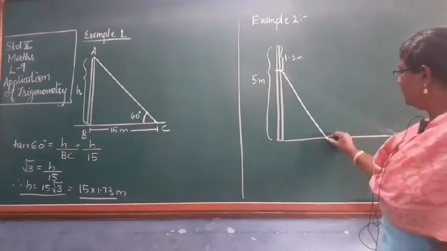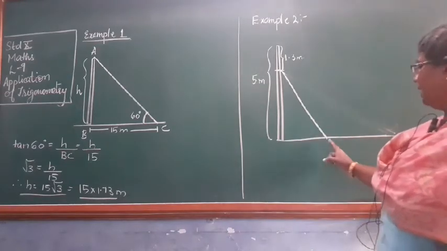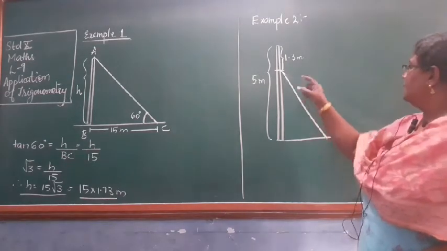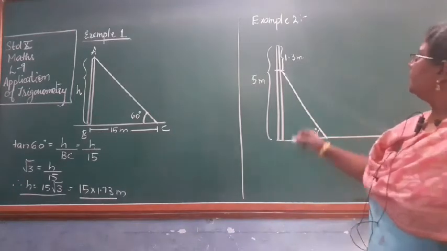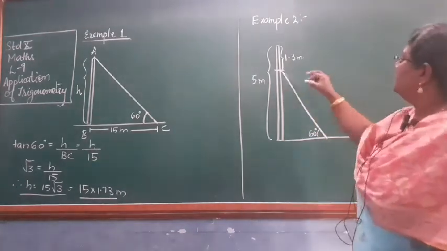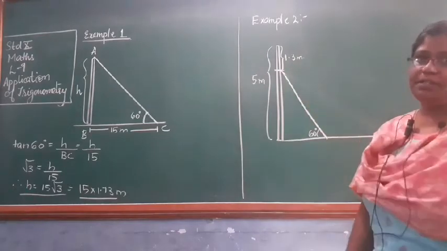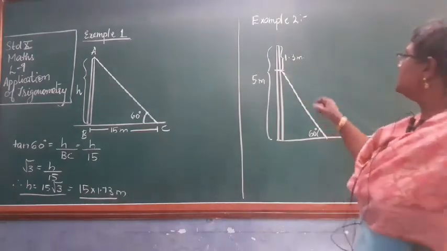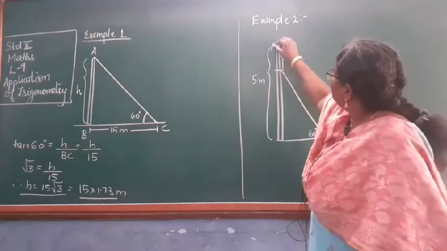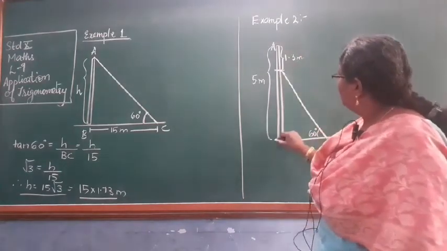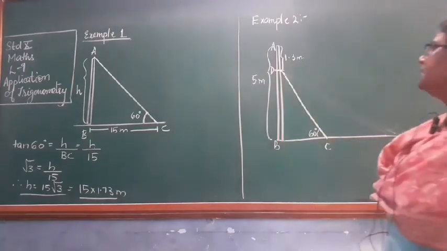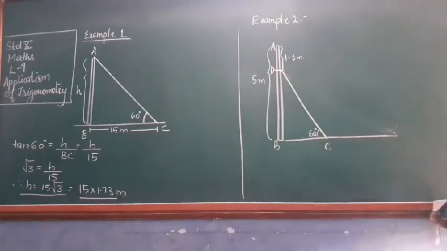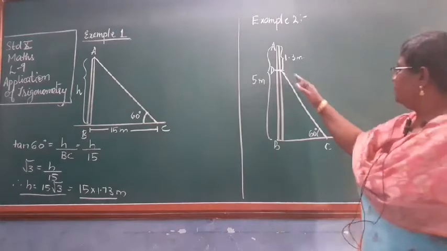So this is the point where the ladder is kept and it has to be inclined 60 degrees. Okay, and the fault has to be repaired at this position. Now this is also a right angle triangle. Let me name this as A, B, C, and this point let me name it as D.